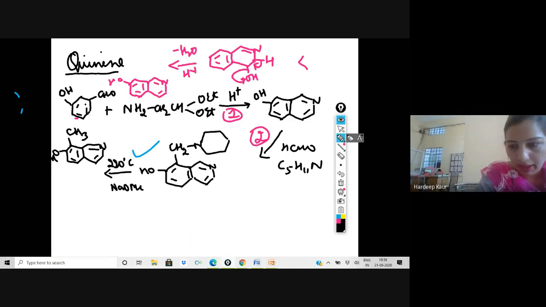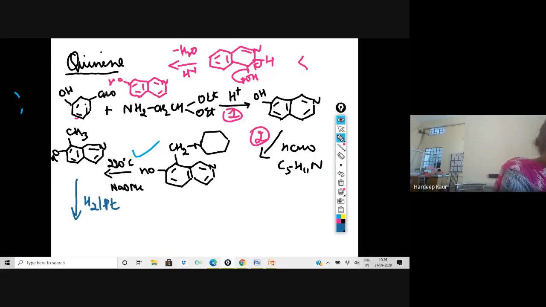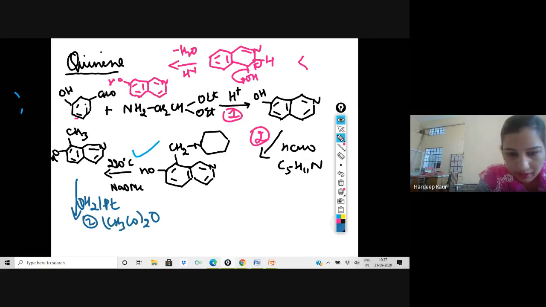So now we will add here H2 in the presence of catalyst platinum. And then this step is followed by the treatment with acetic anhydride, (CH3CO)2O. So here we get this product.